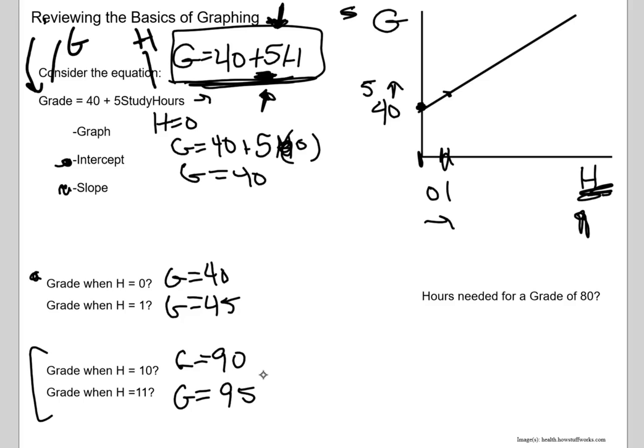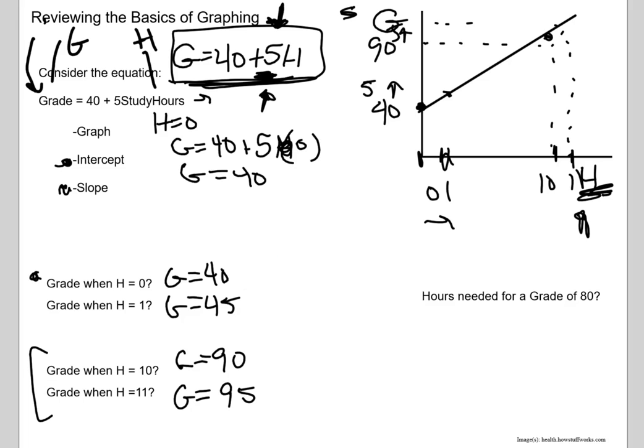Where are those points on the graph? I'm not doing an exact measurement here, but h at 10 is probably somewhere around there, right? You study for 10 hours, your grade's a 90. You study for an 11th hour, and my goodness, what happens to your grade? It goes up by 5 points.